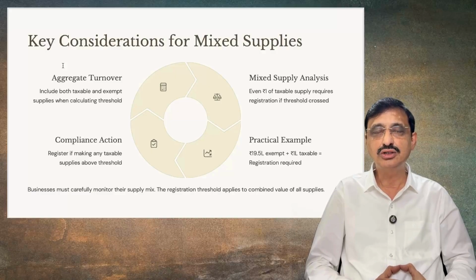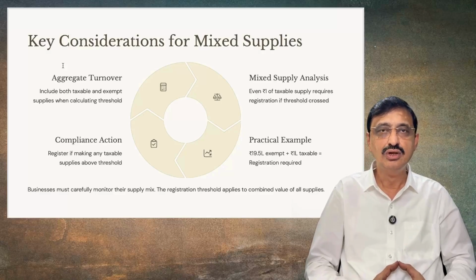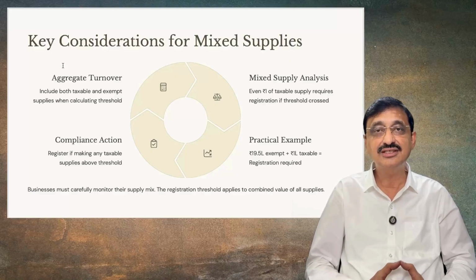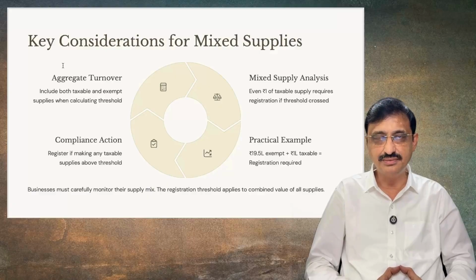To sum up, for the threshold limit you have to consider aggregate turnover, which includes taxable as well as exempt supplies, and also if there are mixed supplies. Let us take an example of a person making a supply of both exempted goods as well as taxable supplies. For him, the threshold limit will be 20 lakhs of rupees.